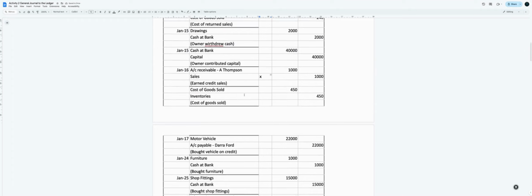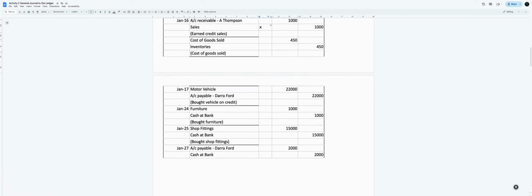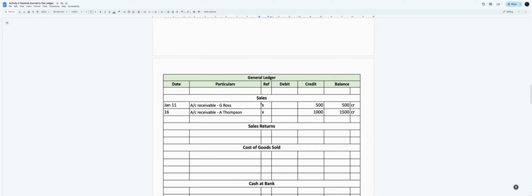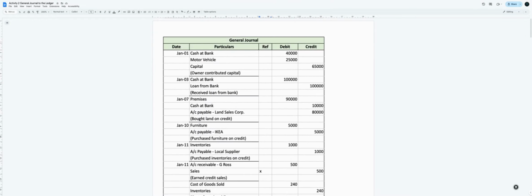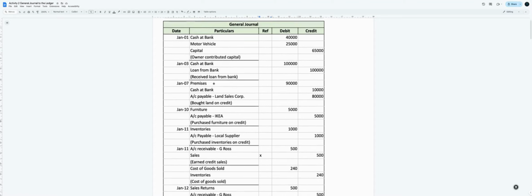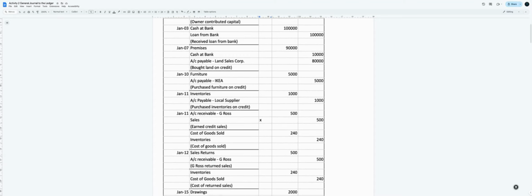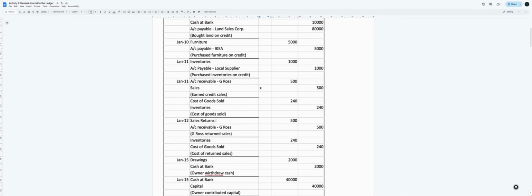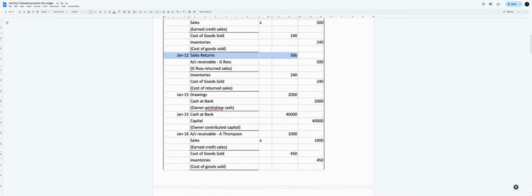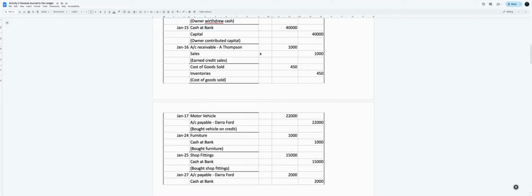Scrolling through, because in date order, we're looking for any more sales. We've got no more, so we're fine. We now move on to our new account called Sales Returns. Starting from the top again, scrolling through, as I suggest in class, put your index finger in the particulars and roll your finger down until you get to Sales Returns. And there we go. We can see it on January 12, and it was for $500 debit. So January 12, 500 debit.